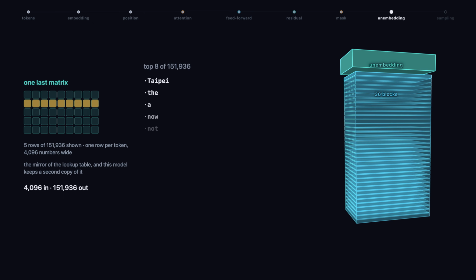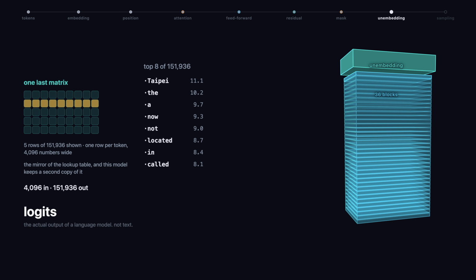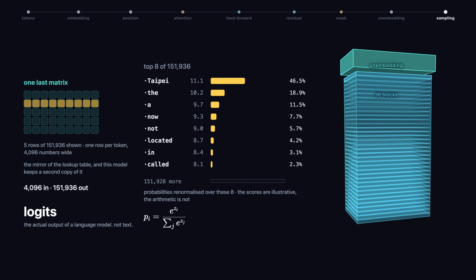4,096 numbers in, 151,936 out. One score for every token in the vocabulary. Those are called logits, and they are the actual output of a language model. Not text, a number for every possible next piece of text. Softmax turns them into probabilities. And then, something that is not the model picks one.